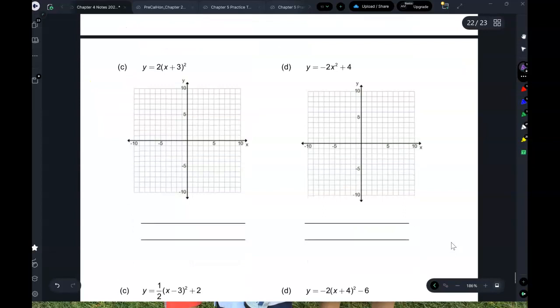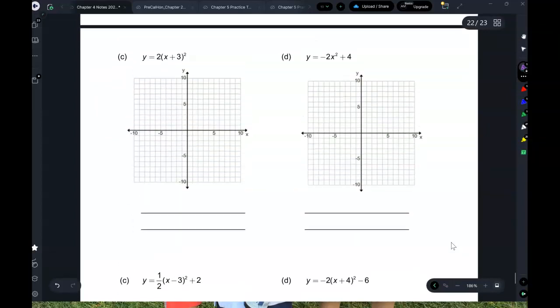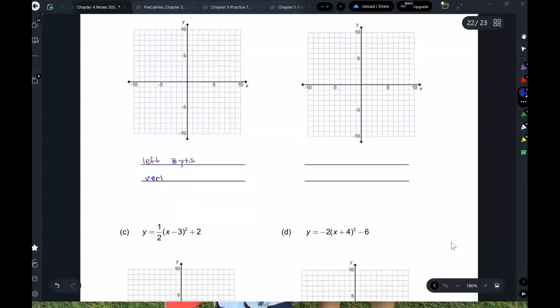Okay, so let's take a look at this next one. What does the 3 do? Move the graph where? To the left 3 points. So we say left 3 points. What does the 2 do? It's a vertical stretch. Remember, it's the negative that makes it a reflection. This is a vertical stretch.